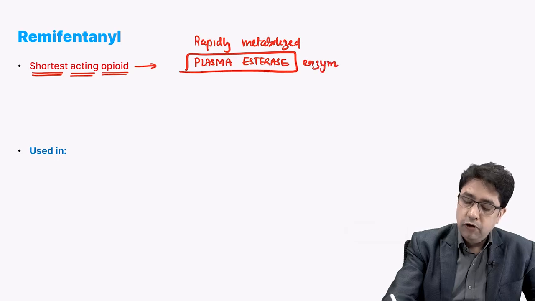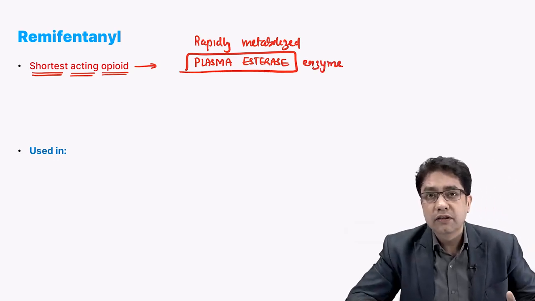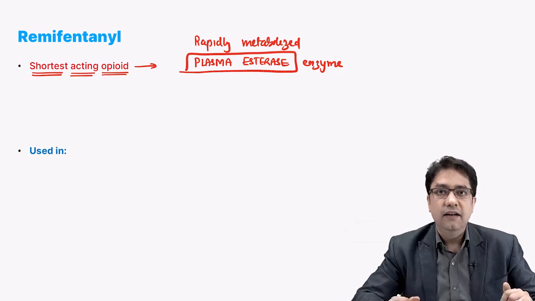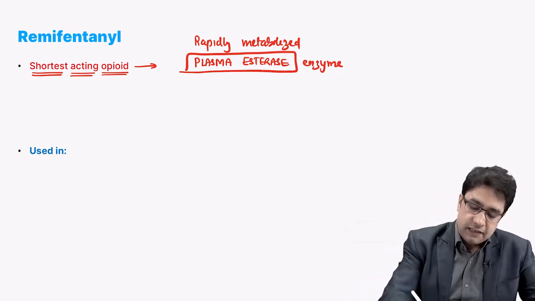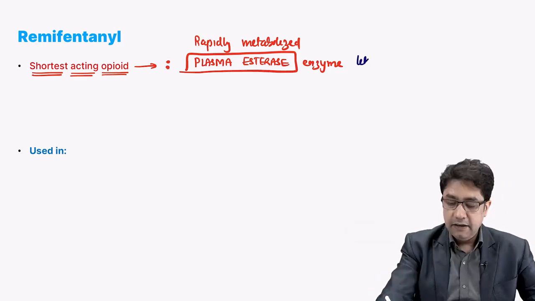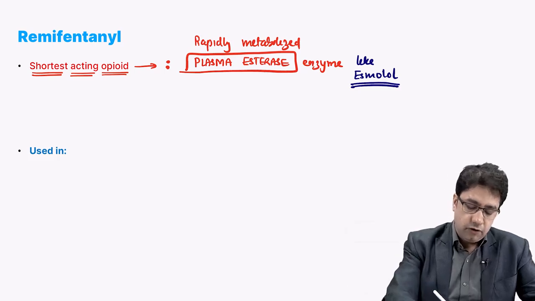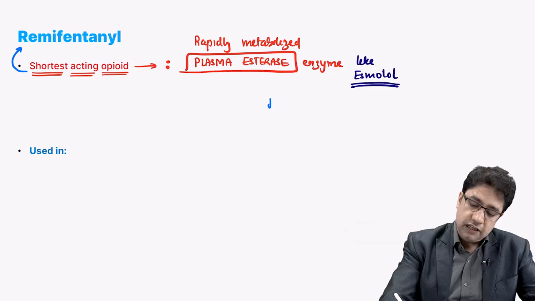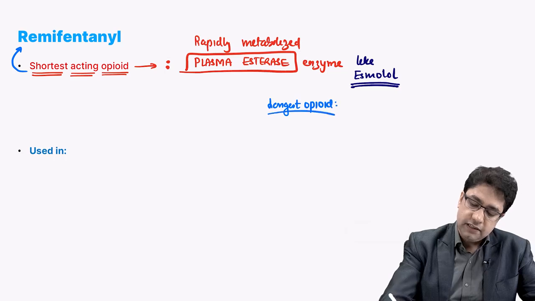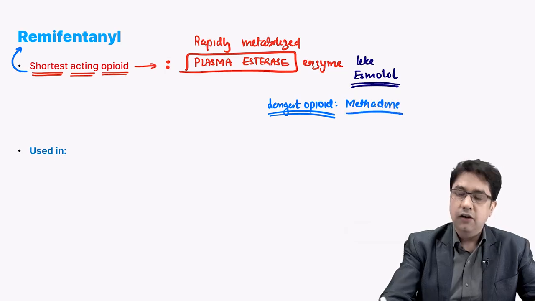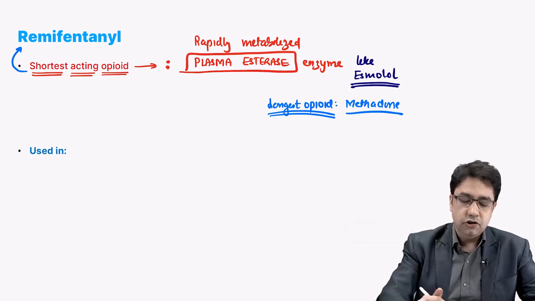So, similarly, I have told you shortest acting beta blocker was esmolol. Shortest acting opioid is remifentanil because they are degraded by plasma esterase enzyme. Like one beta blocker, esmolol. Esmolol was the shortest acting beta blocker. So, one question, shortest acting opioid is remifentanil. So, which is the longest acting opioid? Longest acting opioid we are going to discuss after it will be methadone. Methadone, longest acting, remifentanil, shortest acting.